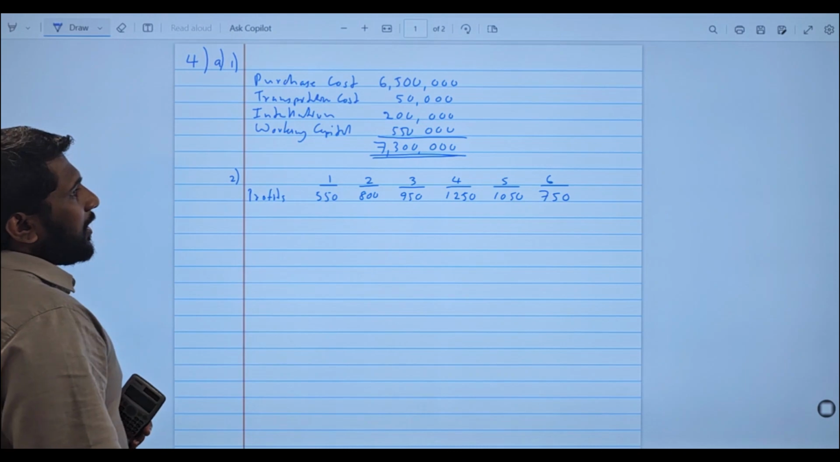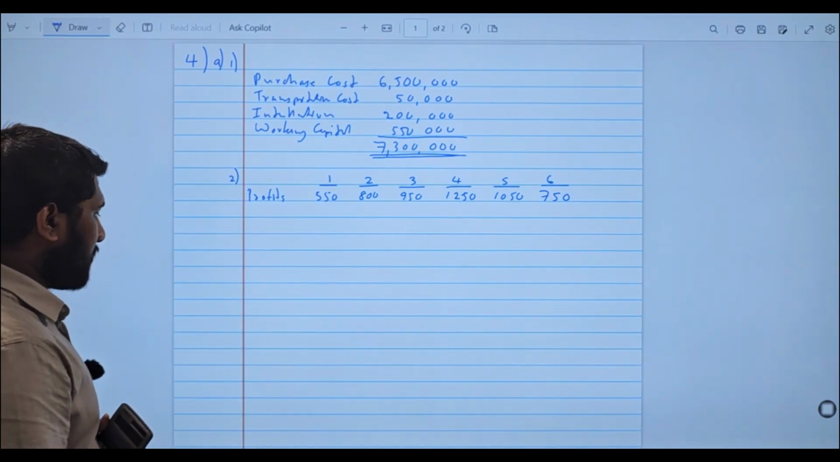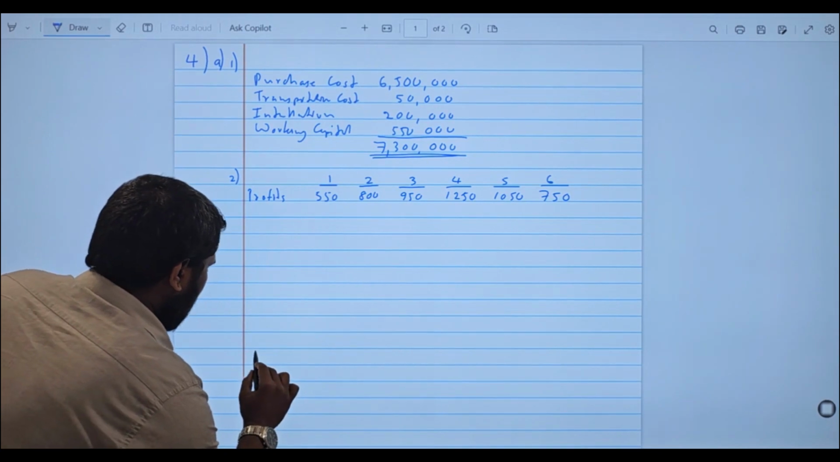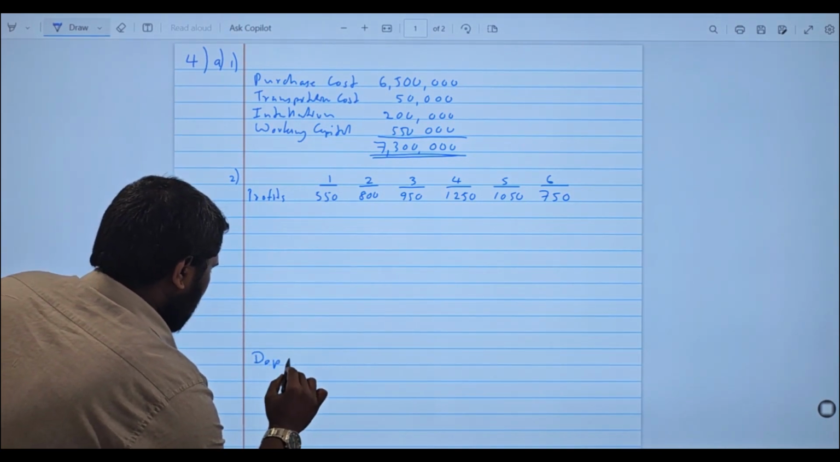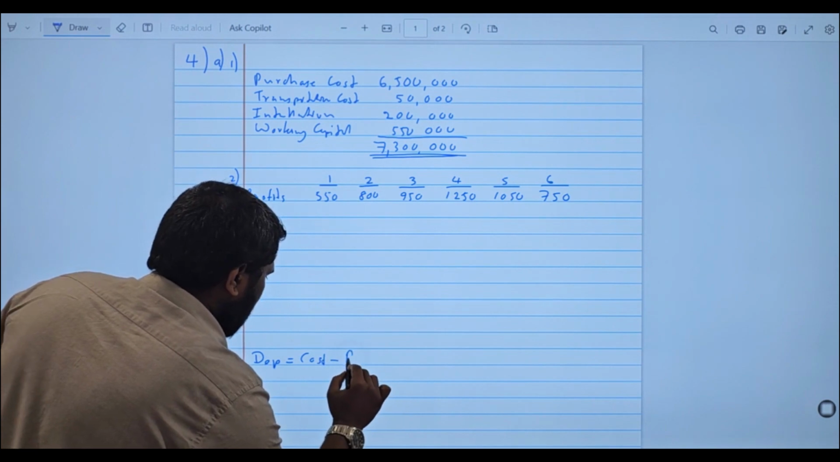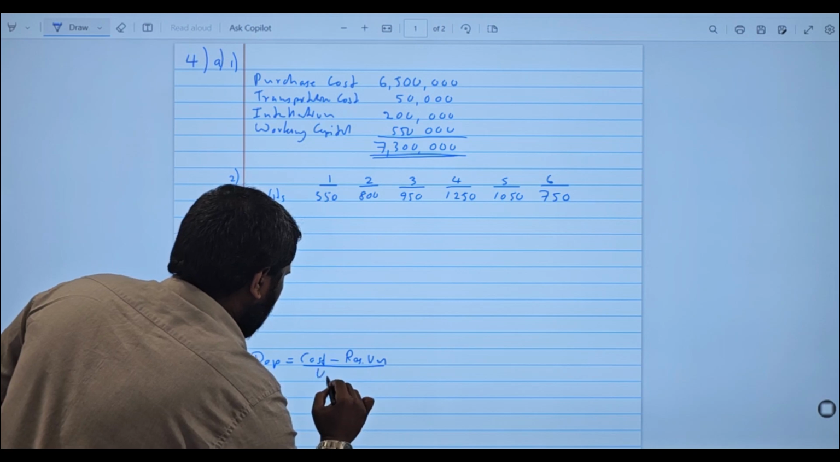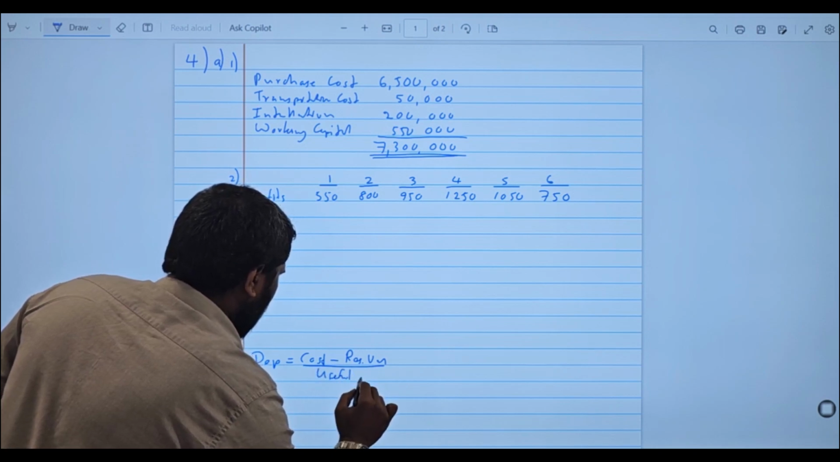So let's calculate the depreciation. How to calculate the depreciation? I'll write it over here. Depreciation equals cost minus the residual value, if not the scrap value, divided by the useful life.